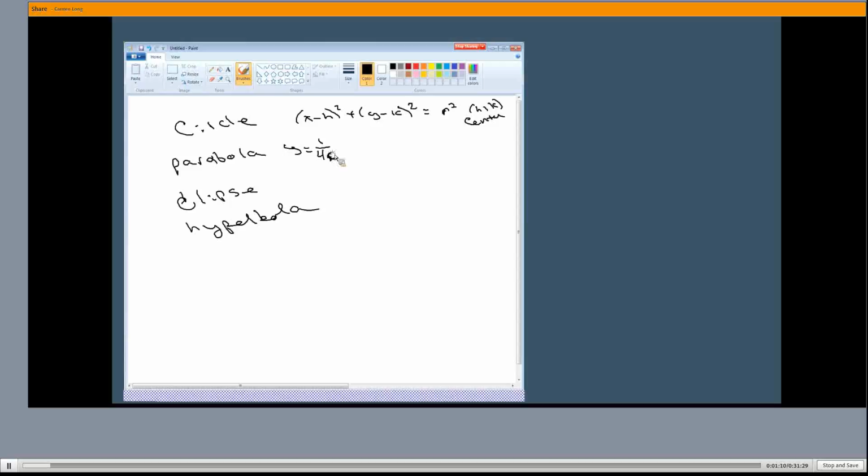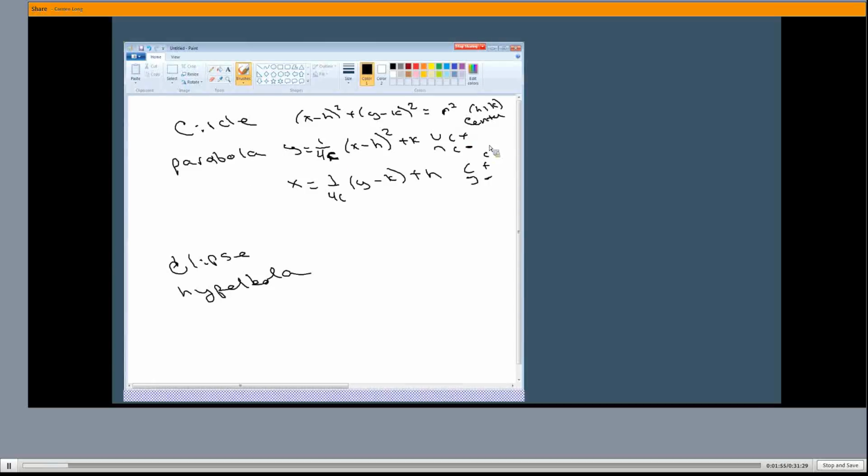And the other parabola equation is x equals 1 over 4c times y squared. This parabola opens to the right if c is positive, and it goes to the left if c is negative. So this is the value of c, or the sign of c. And that's kind of the general shape of how those go.